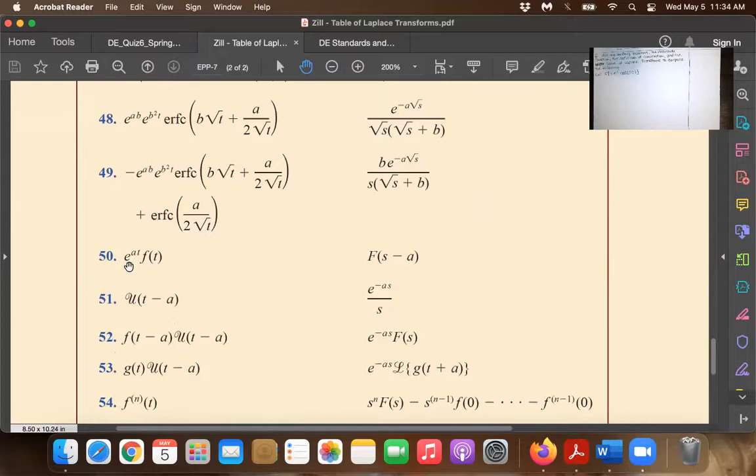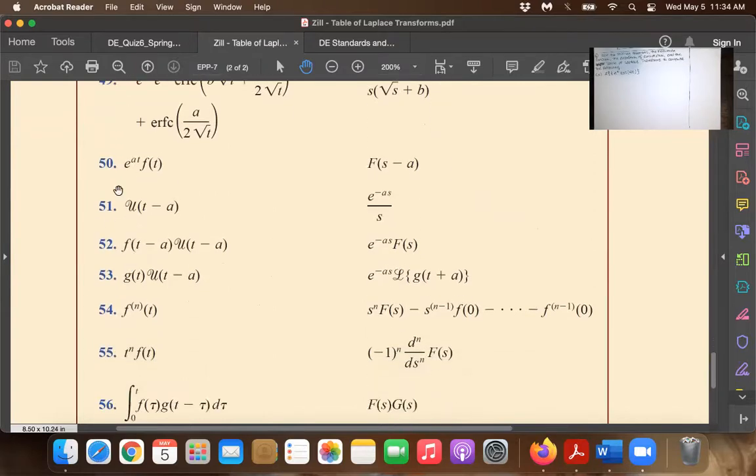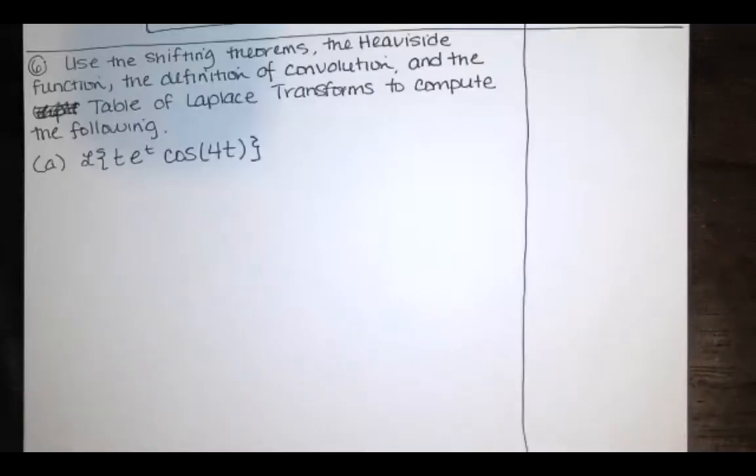All right, it's number 50. That's what I would recommend that we use here. And that other one that I mentioned was the t to the n times f of t. That's number 55. I'd prefer not to have to take that derivative. I think that 50 is simpler, but in order to do that, we need to identify f of t and make sure that we actually have a Laplace transform in our table for f of t.